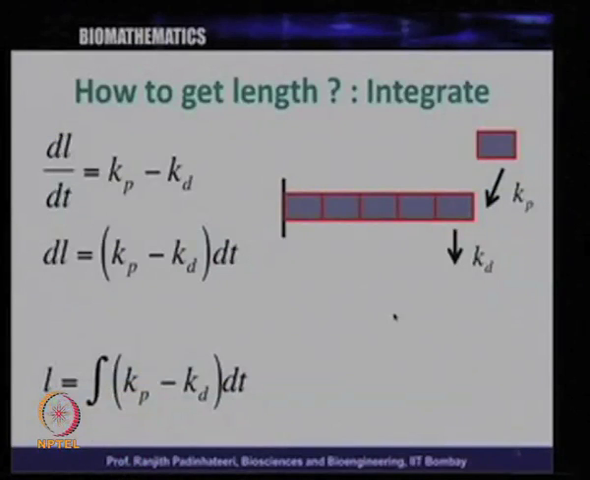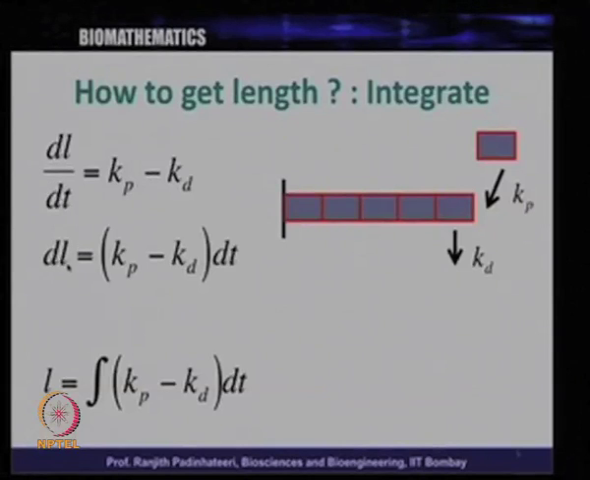Once we integrate, we will get L. This is what is depicted in the next slide. So, how to get the length? The answer is integrate. Now, what do we mean by integrate? Have a look here. We know that dL by dt is K p minus K d. So, we can immediately write dL equals K p minus K d times dt.